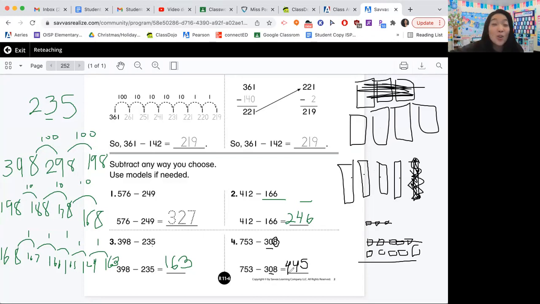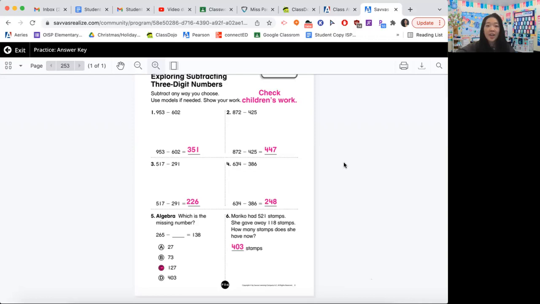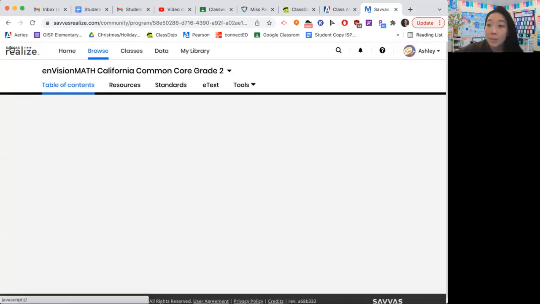Okay. Use whatever strategy makes sense for you. I want you guys to try them in your breakout rooms, and then we're going to do our quick check together after you guys do your practice. All right. Okay, so here are your answers for that practice if you guys did not finish. If you need more time or if you have questions about anything, let me know and I will help you guys.